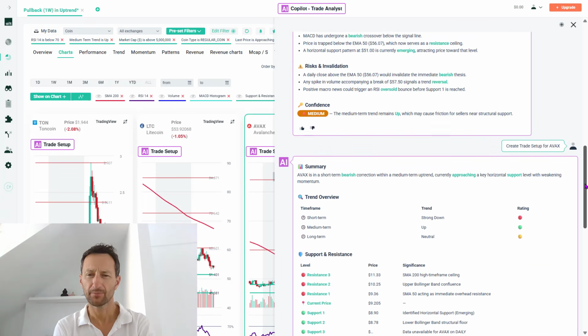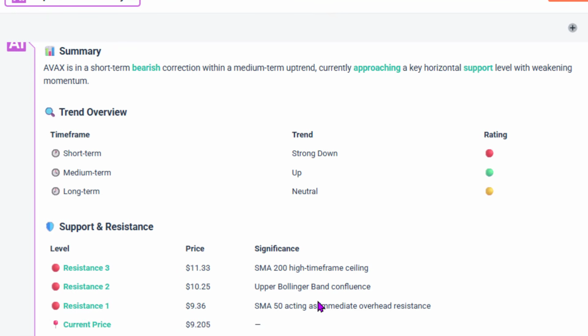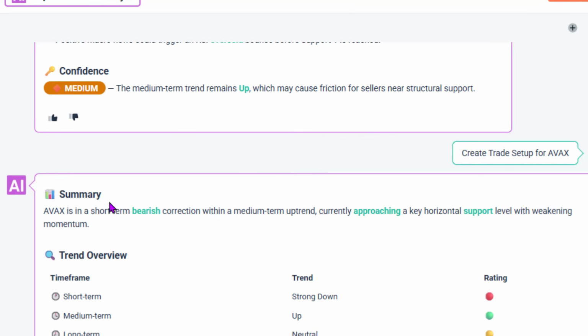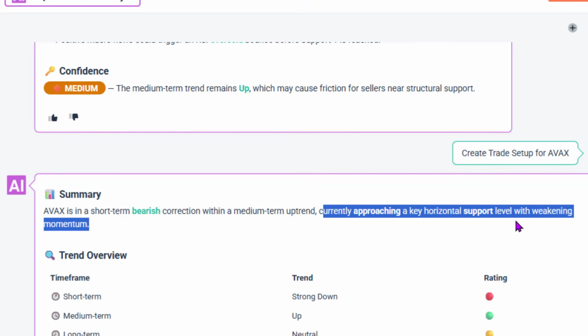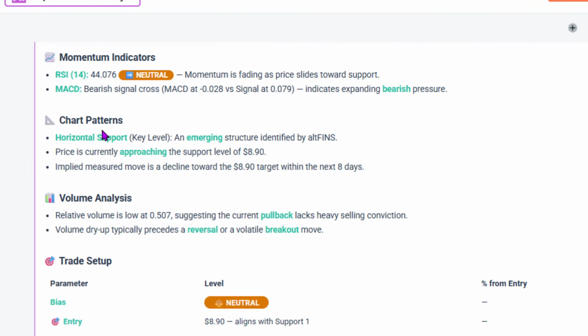All right. So again, trends somewhat mixed, but uptrend on a medium-term basis, right? It tells me where the support resistance levels are. The one-liner here is that it's a short-term bearish correction within a medium-term uptrend. Okay, that's exactly what we're looking for, right? We're looking for buying dips in uptrends. And it's currently approaching a key horizontal support level, right? All right. In fact, there's also a chart pattern that it identified and takes into consideration.